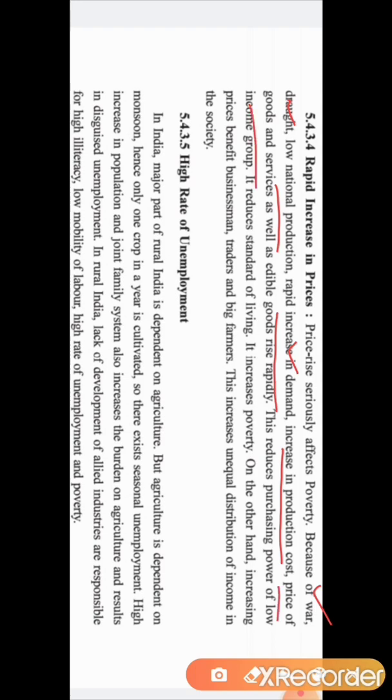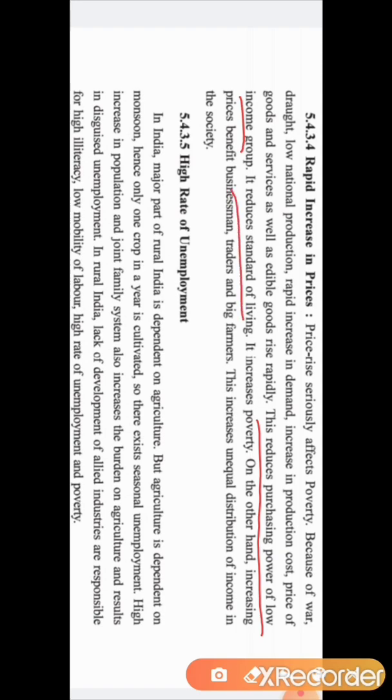Then the price of goods and services, as well as edible goods, rises rapidly. This reduces the purchasing power of the low income group. Okay, a family earning around 5,000 or 7,000 is fulfilling the basic necessities of life, and in the economy the price of goods and services increases. So now this family on 7,000 will not be able to fulfill their basic needs. It reduces the standard of living, and they have to compromise on the goods and services they are consuming. Then it increases what? Poverty.